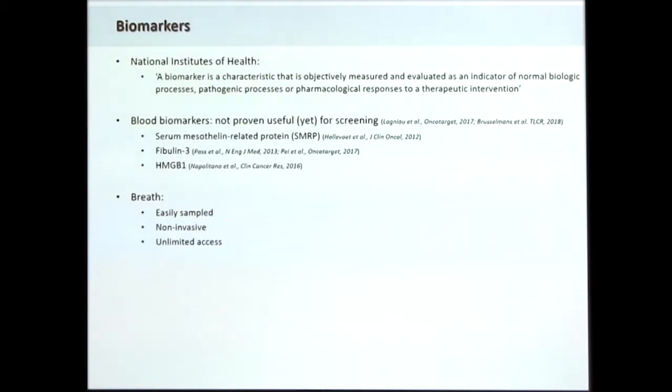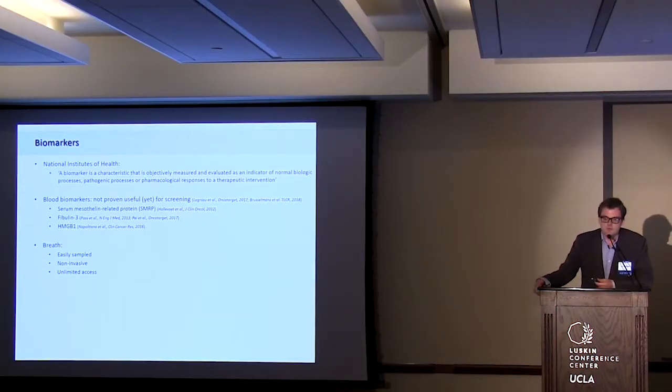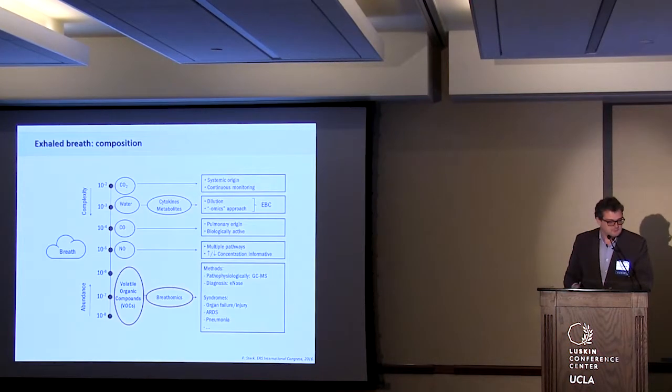In the past, a lot of blood biomarkers have been investigated. For instance, mesothelin, fibulin-3 or HMGB1 have been explored, but they have not yet proven to be useful as a potential screening tool. So we thought, why do we have to look in blood? We can have a link with breath because, as we mentioned before, the asbestos fibers are inhaled and they induce a lot of things at the mesothelium.